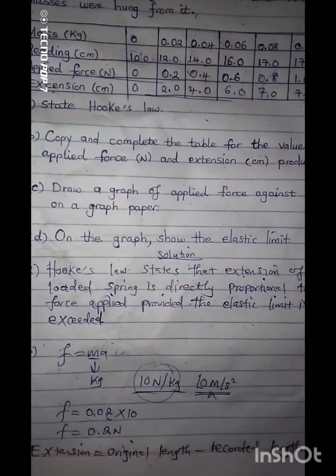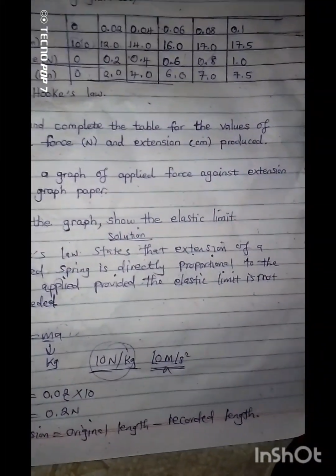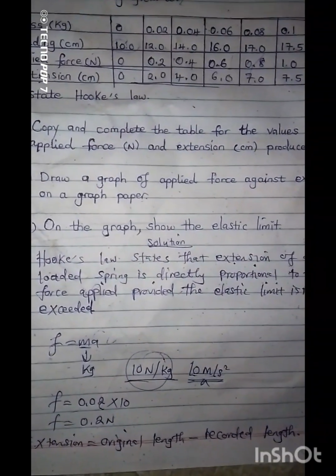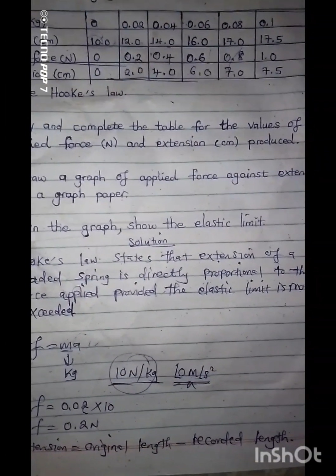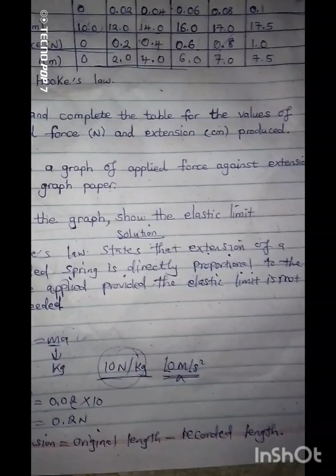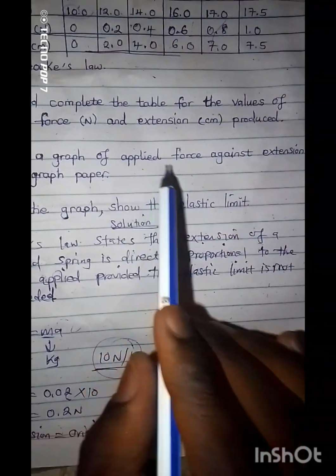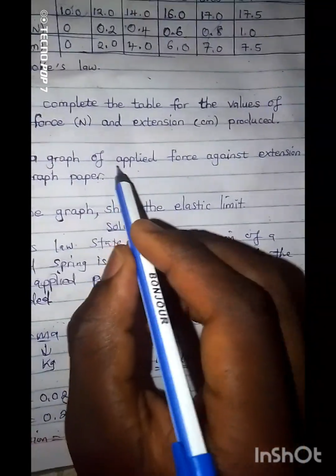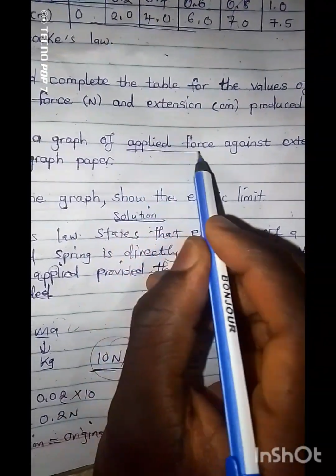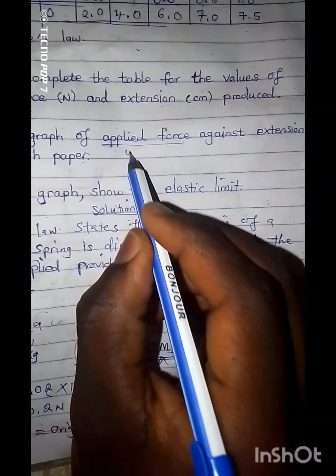Now they are saying draw a graph of applied force against extension on graph paper. In an exam, the graph paper is always provided. There's something I would like to tell you concerning this question. Applied force, which one is mentioned here? It is force. The one which is mentioned first will be on the y-axis.